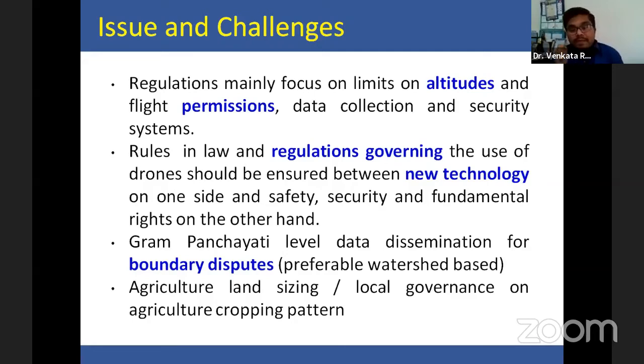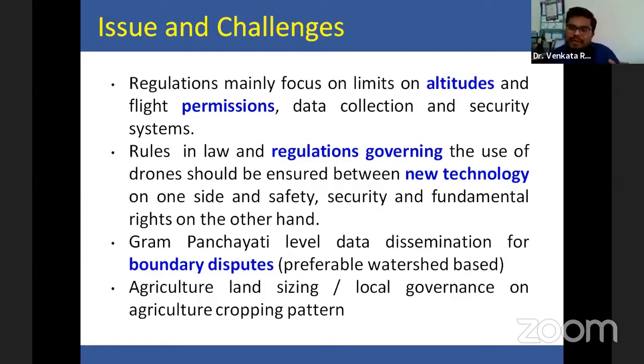At the same time, boundary disputes are very, very critical now. All the village boundaries and all the data should be disseminated. That is the reason many government bodies, even ISRO under Bhuvan Panchayat, and Gram Manchitra by NIC, are giving a lot of data dissemination. However, the boundaries are very important because we don't have proper boundaries, because there are two issues.